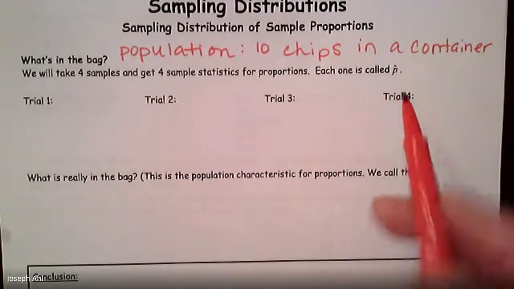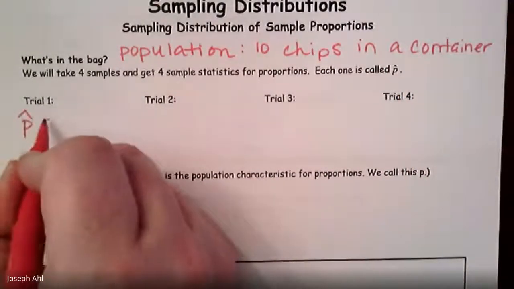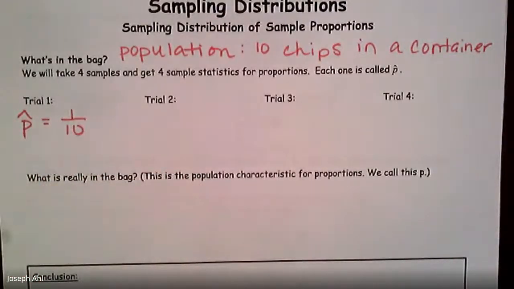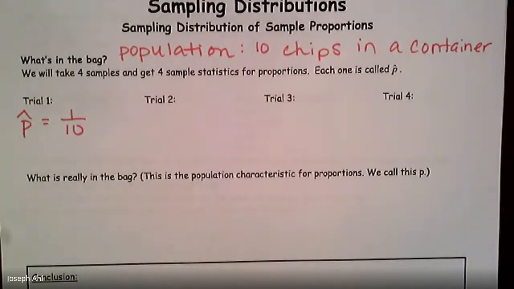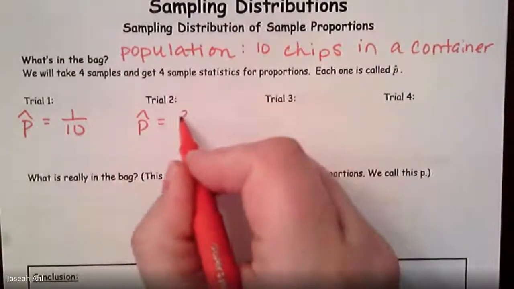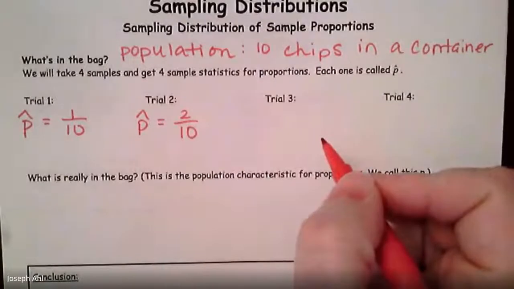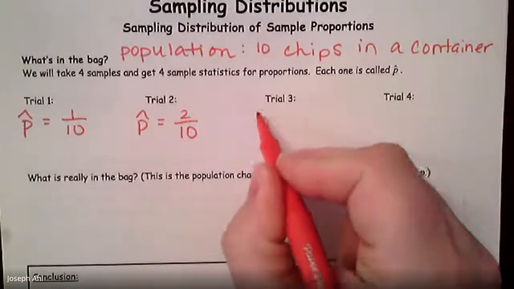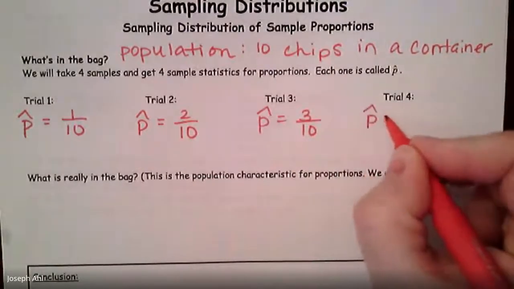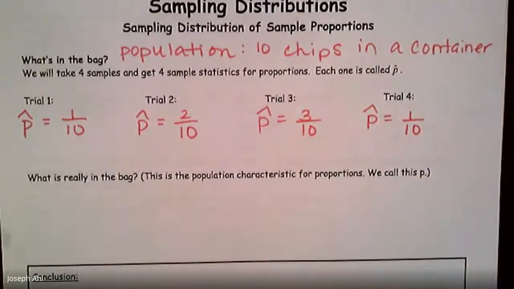Okay. So trial 1, I'll tell you that my P hat was 1 out of 10. Okay, I picked 10 chips out of the bag, picked one up, put one back, picked one up, put it back in. And at the end, one of the chips was red out of the 10 total attempts that I made in trial 1. For trial 2, my P hat was 2/10. Okay, so that time I got 2 red chips. For trial 3, P hat was 3/10. And for trial 4, P hat was back to 1/10 again.